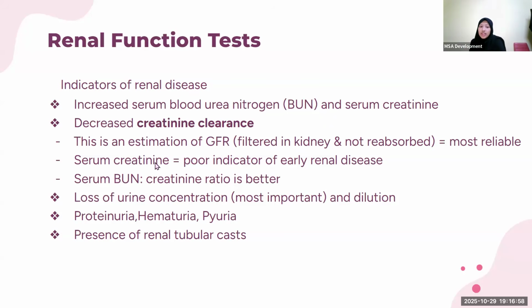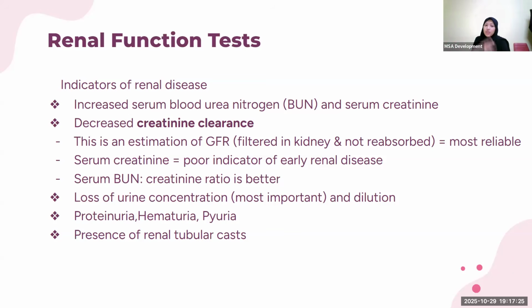There's another thing. You can do the BUN to creatinine ratio. That is also a good indicator of renal function. But the most important one is creatinine clearance, because it is a direct estimation of the filtration function, the GFR, of the kidney. That's because creatinine is filtered in the kidney without being reabsorbed at all, so it goes straight into the urine.